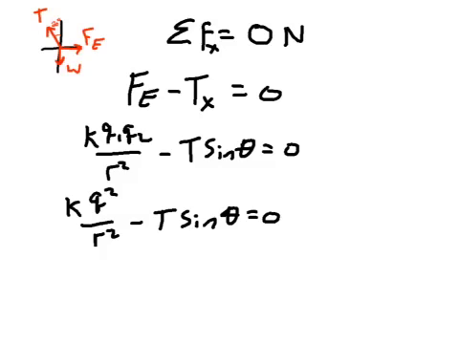Okay, and so when we plug in our expressions for the electrostatic force and the x component of the tension, this is what we end up with. And we realize that because these charges are charged equally, we can just simply square Q. But what we don't have here is we don't know this tension. So great, let's go ahead and look in the y direction.